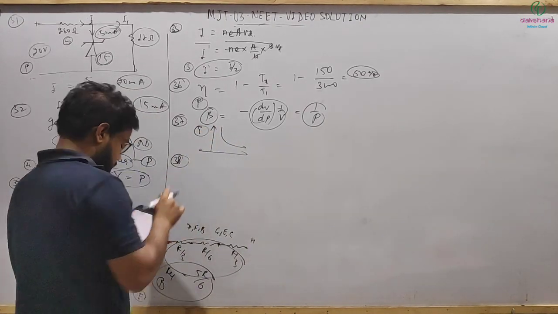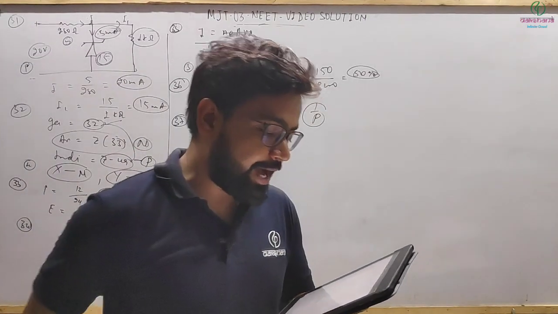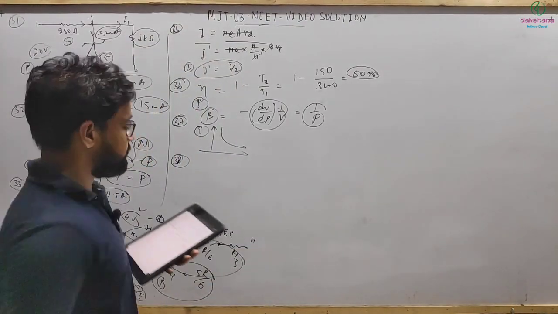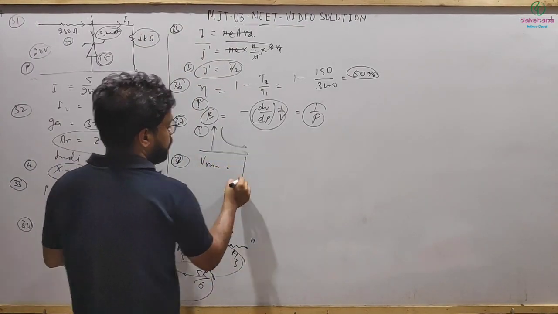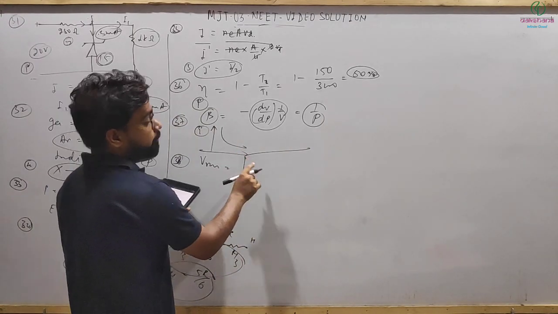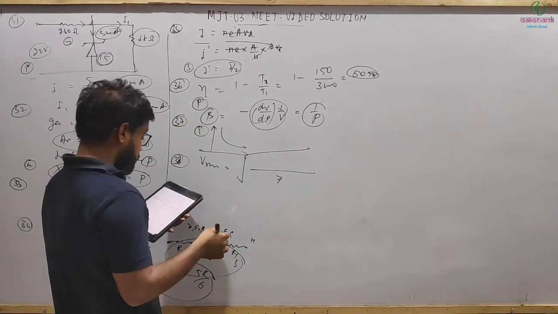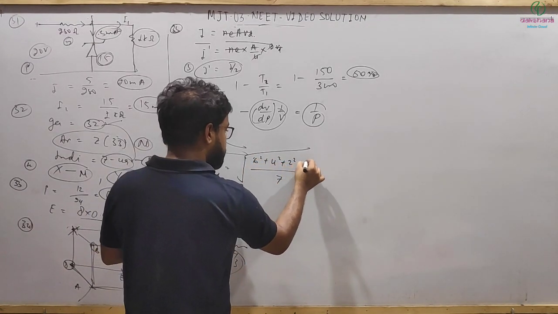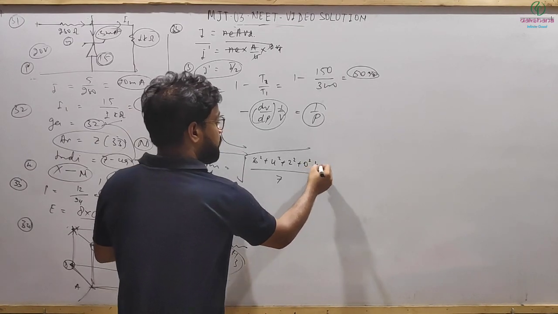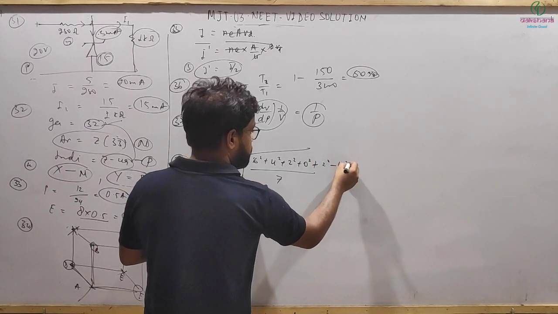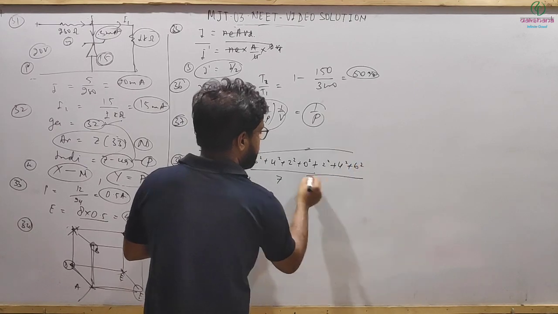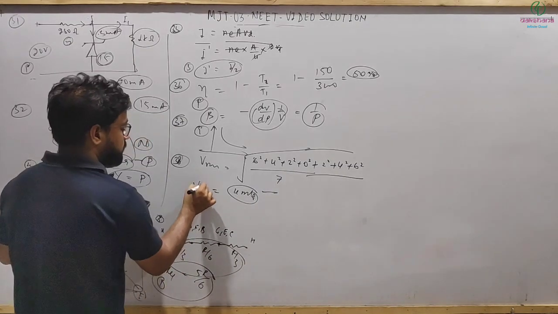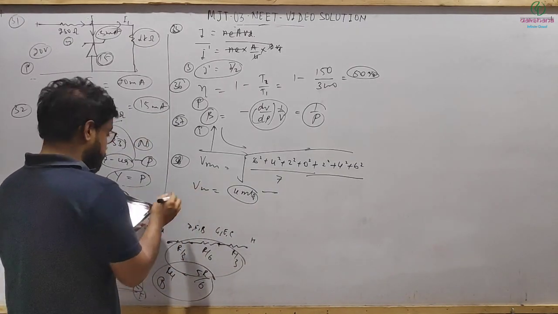Question number 38. Here the RMS speed of the 7 gas molecules having speeds, so VRMS is equal to the root of the mean of the squares: 6 square plus 4 square plus 2 square plus 0 square, minus 2 square will be also 2 square, minus 4 square will be also 4 square, plus 6 square. Solving it, we are getting 4 meter per second is the RMS speed, matching with option number 4.